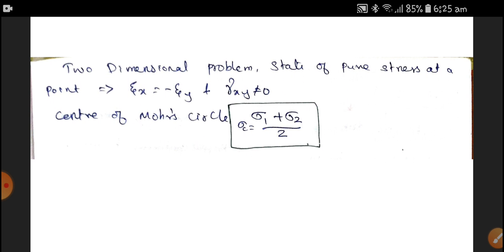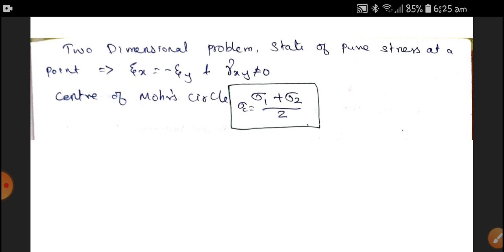Here, the point says that strain in the x direction is equal to minus strain in the y direction, that is epsilon x is equal to minus epsilon y, and shear strain gamma xy is not equal to 0. The center of Mohr's circle can be found out by sigma 1 plus sigma 2 by 2.